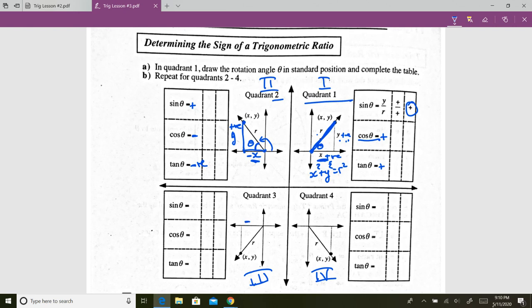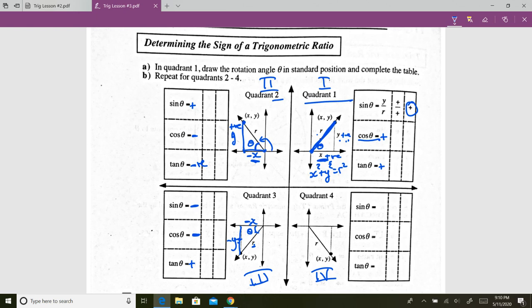Because in quadrant 3, it's negative x, and we went down this time, so it's negative y. This is our angle, theta. Sine, opposite, over hypotenuse, so negative over positive, negative. Cosine, adjacent, negative x, over hypotenuse, our cosine is negative as well. And tangent is opposite, so negative y over adjacent, negative x, negative over negative makes it positive. So in the third quadrant, both sine and cosine are negative, but tan is positive.